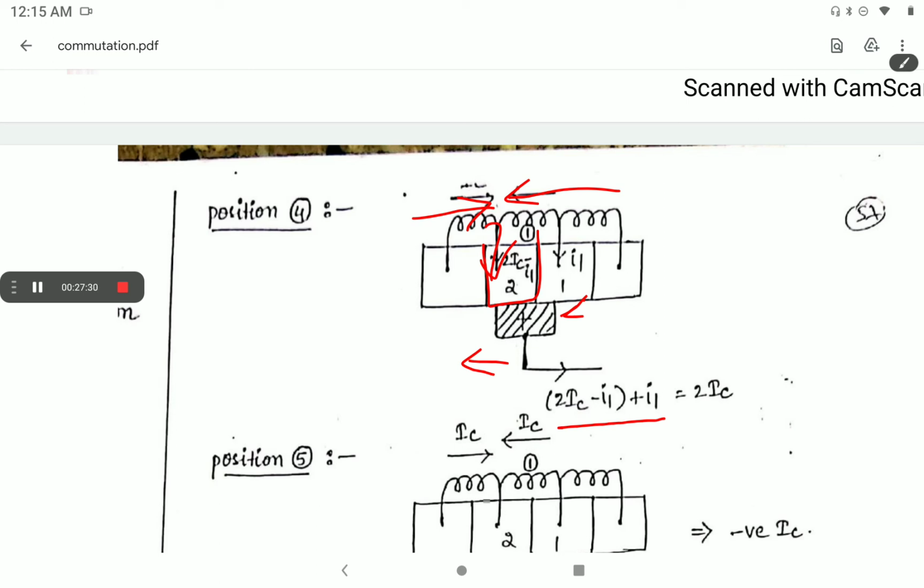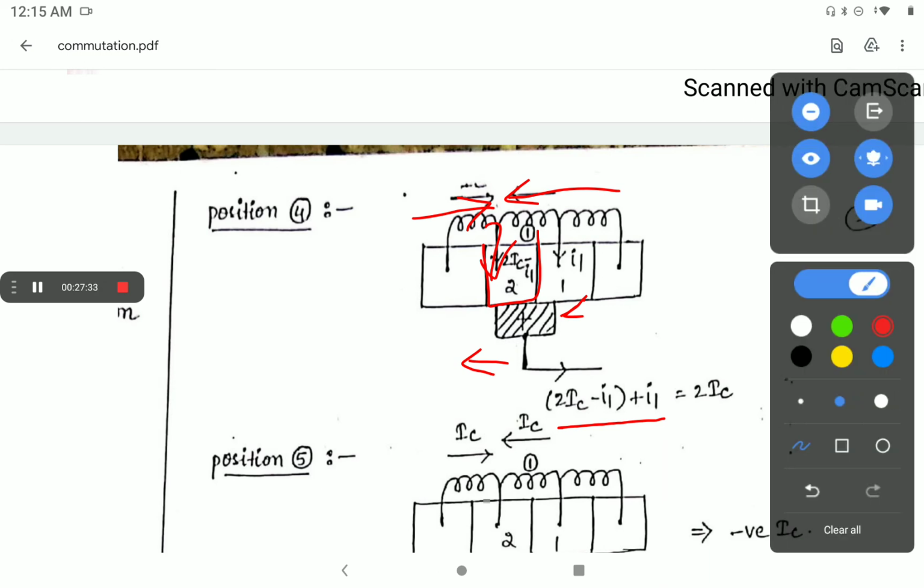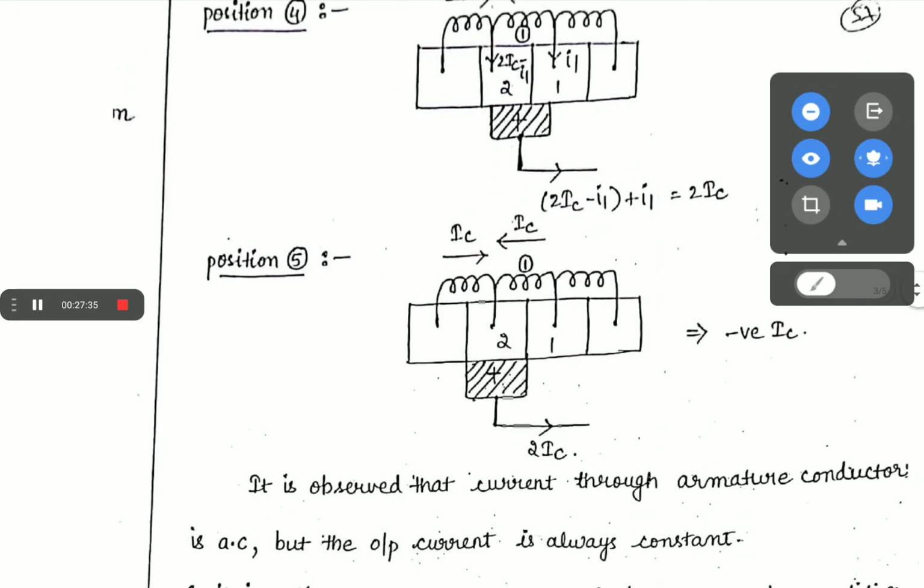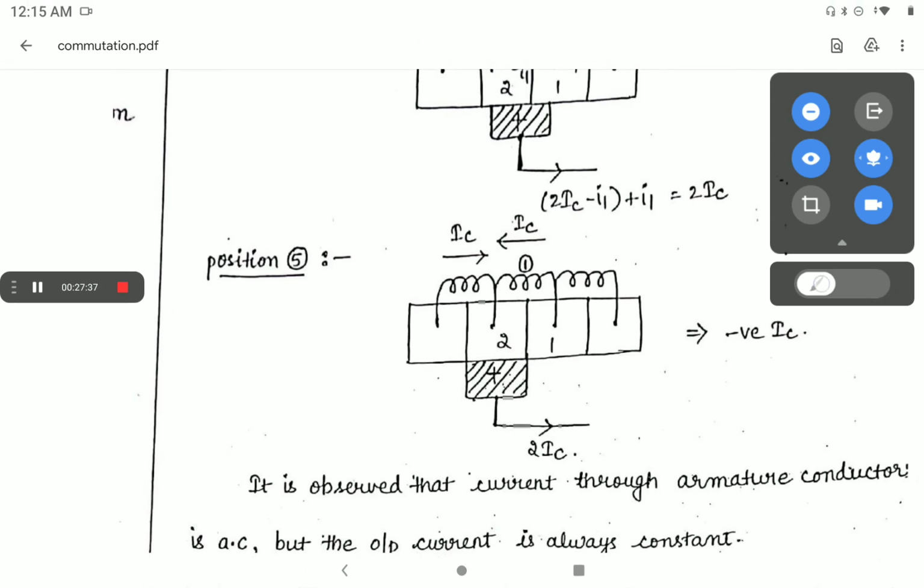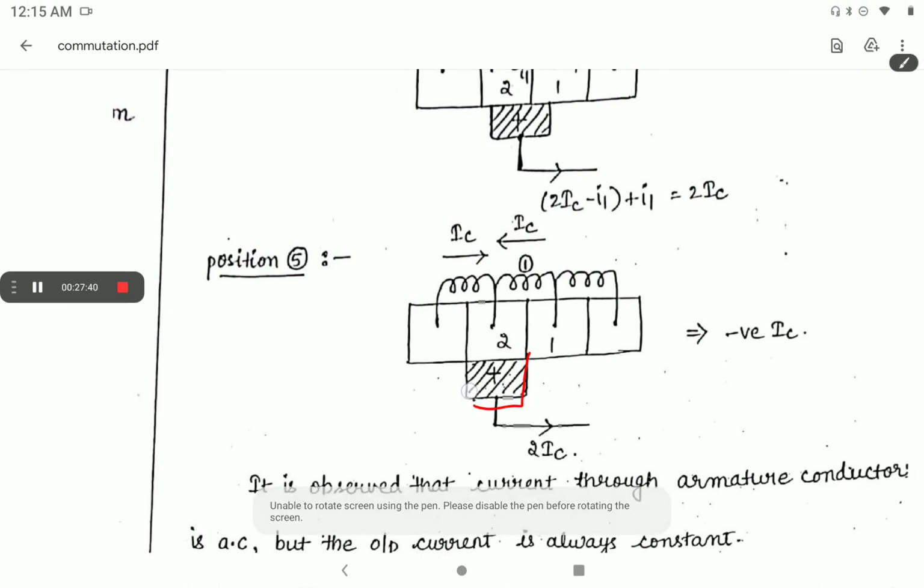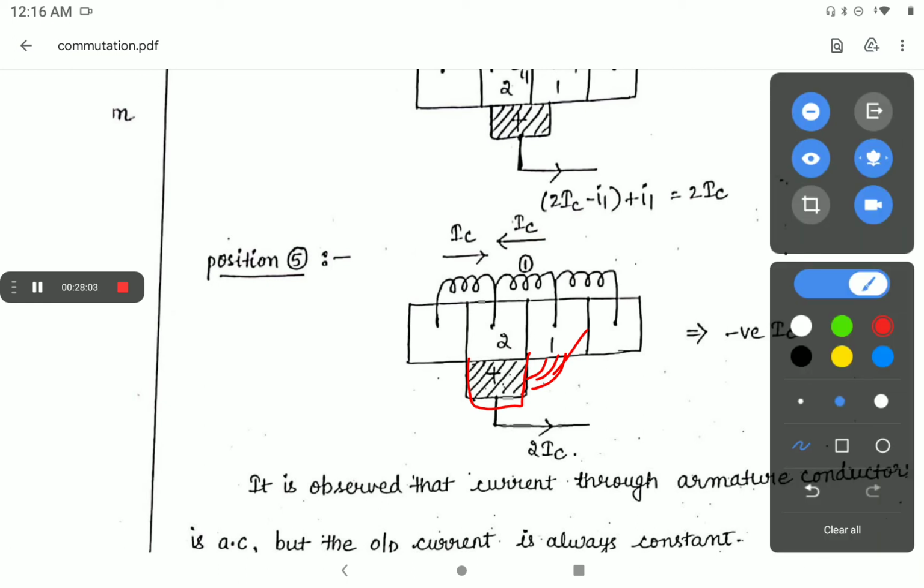Next one is position 5. So now we can see the brush will come under the influence of the second commutator bar. There is no contact with the first commutator bar, but maybe there is a chance to pass the current through the air to the brush. So it may lead to sparking. That is the poor commutation. So it is observed that the current through the armature conductor is AC, but the output is always constant.